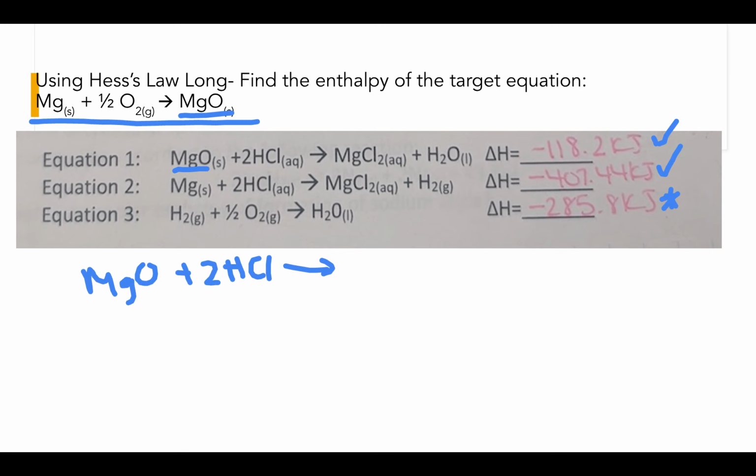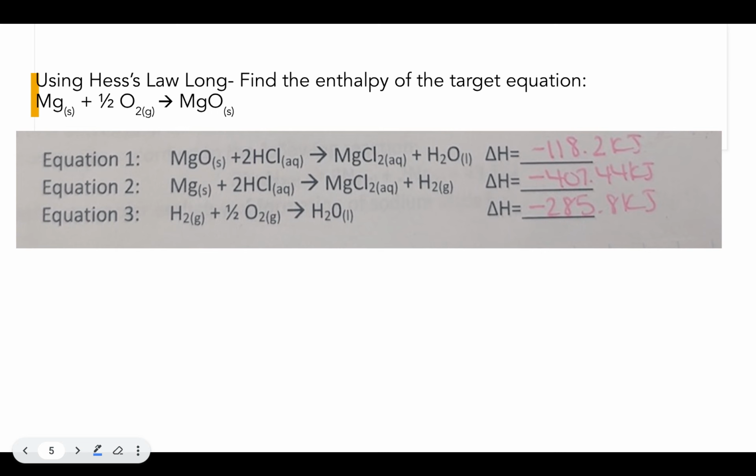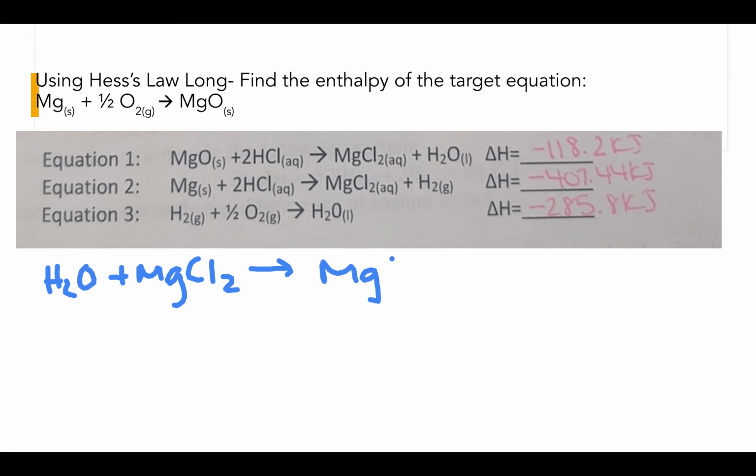I'm just starting to write it down again. Let me just grab the eraser here. So let me try that again. So I'm flipping that reaction. So I have H2O plus the MgCl2 to give me MgO plus 2HCl. Now, because I flipped this reaction, I would want to make this value positive.